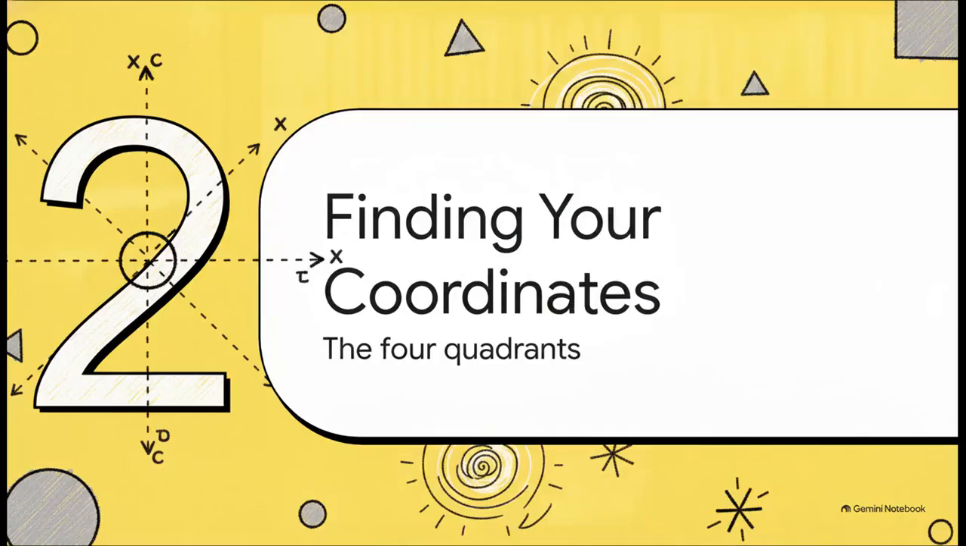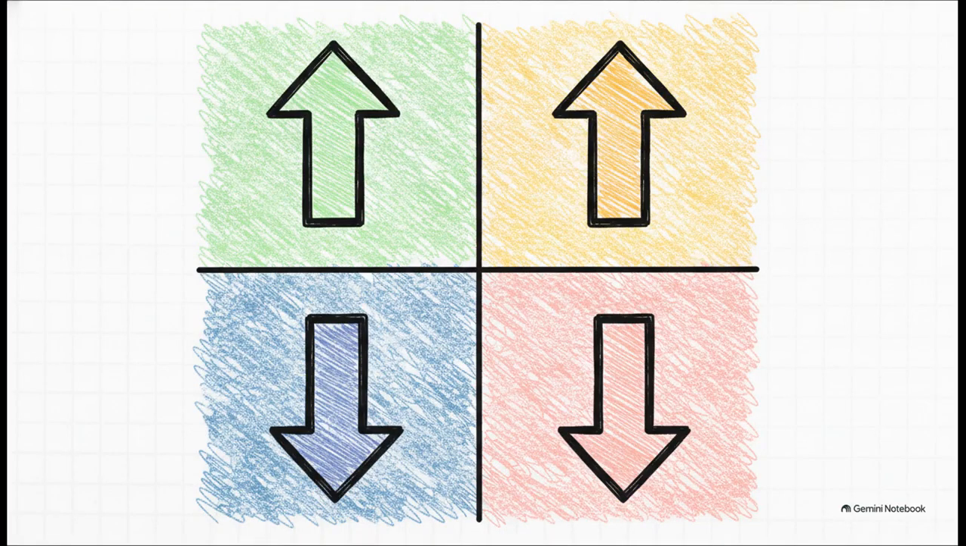Section 2. Finding your coordinates. So because our 2 axes cross right in the middle, they naturally chop our map up into 4 distinct regions. We call these quadrants. And this setup brilliantly shows how positive and negative numbers tell us exactly where we're standing.